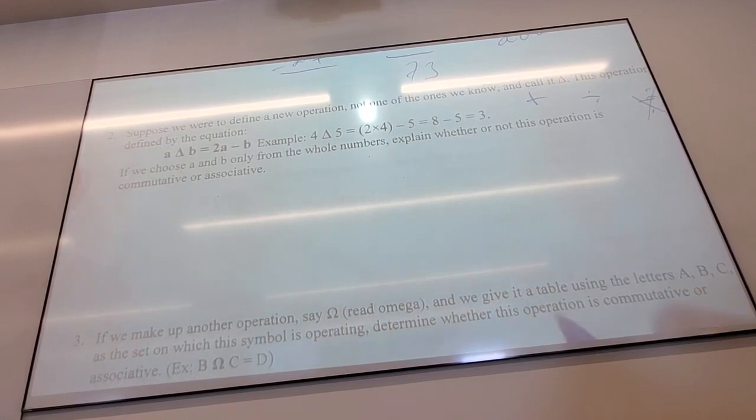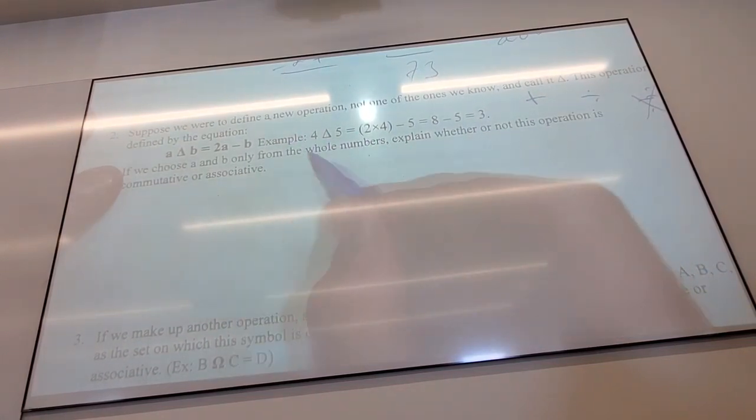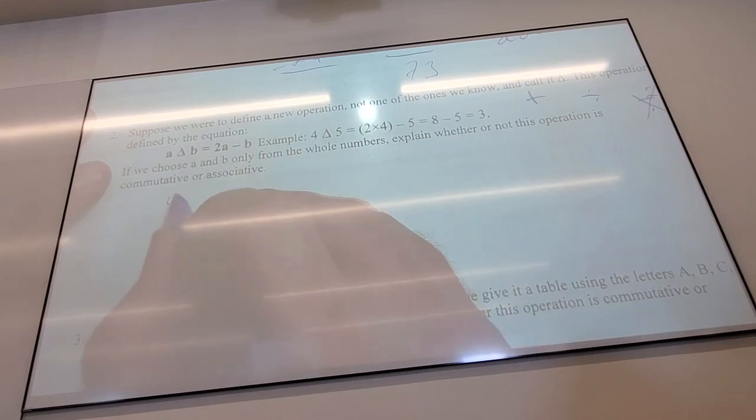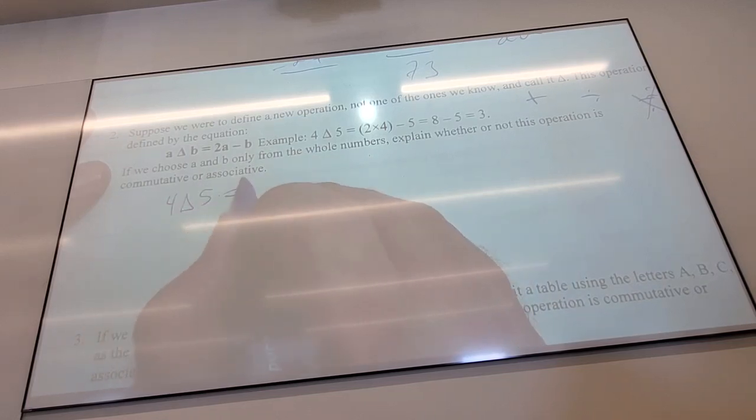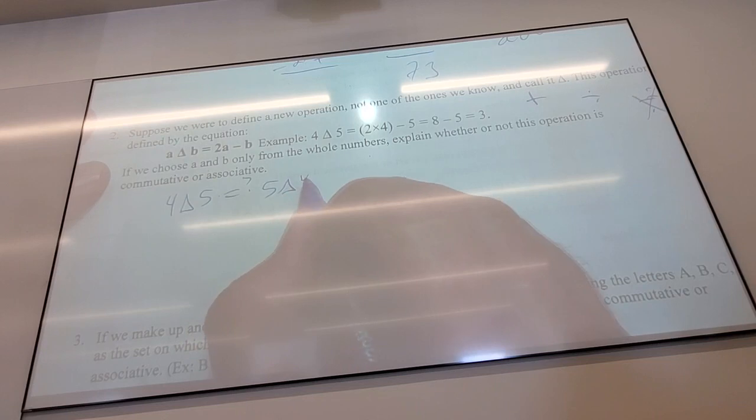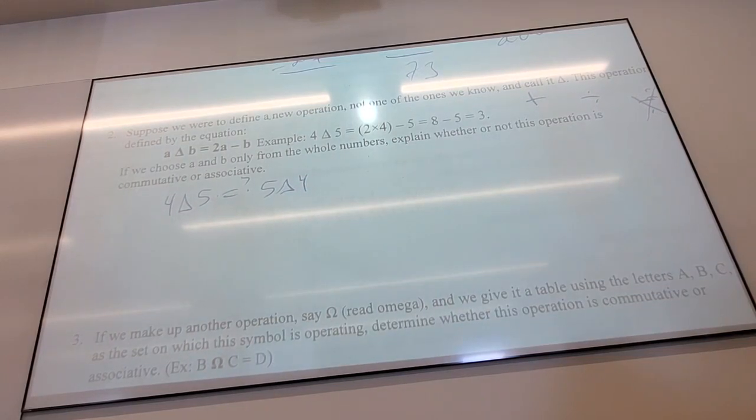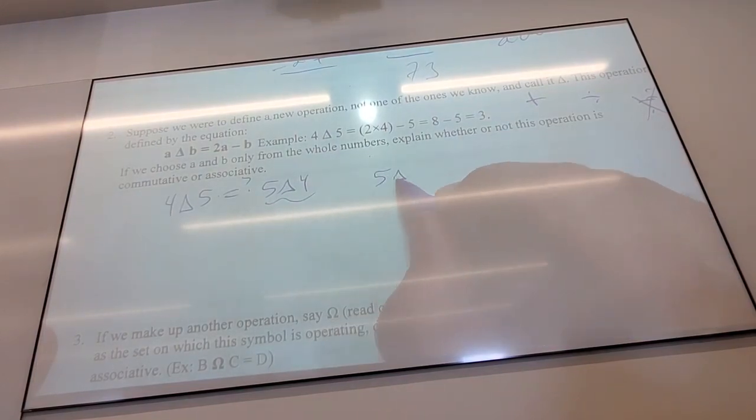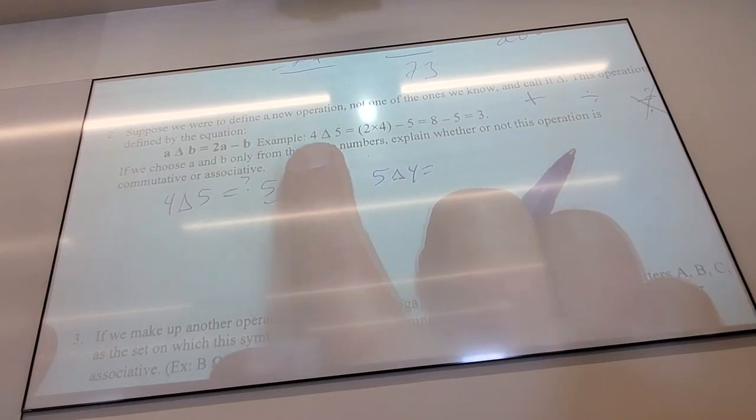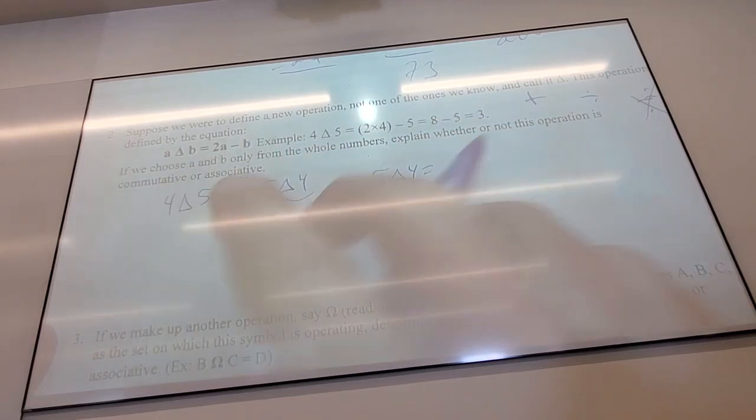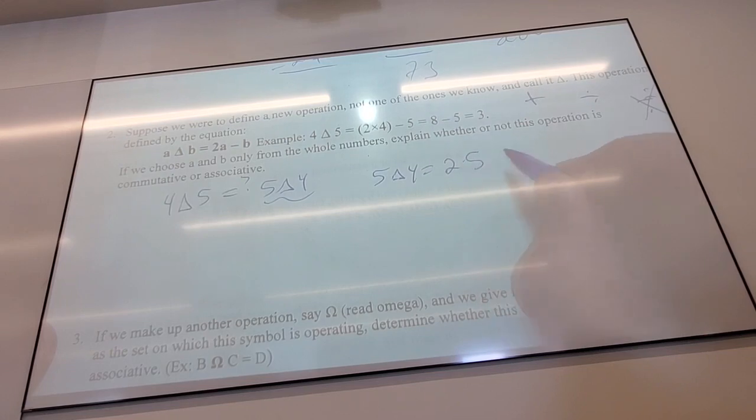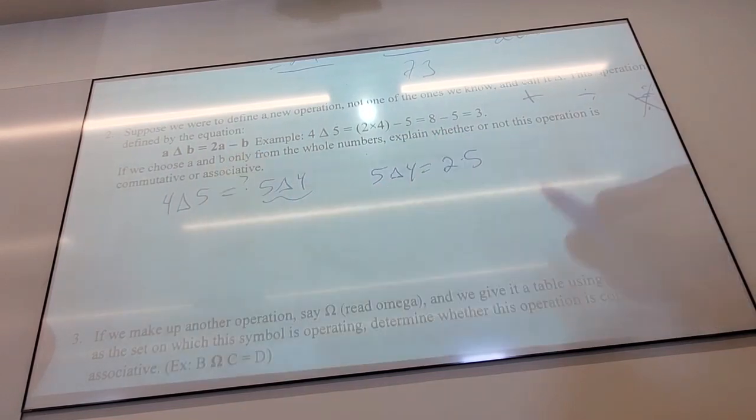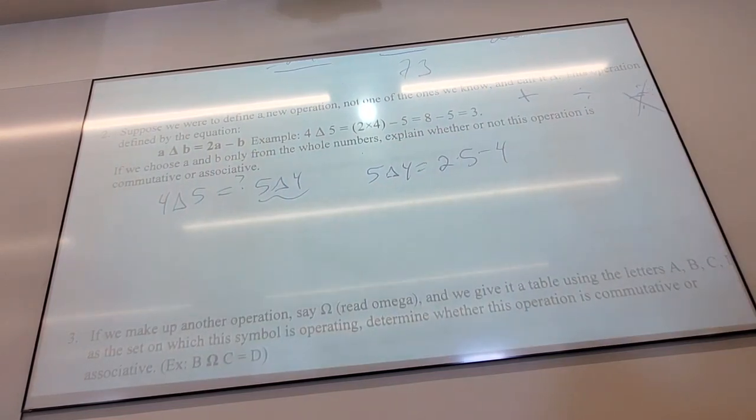Okay. So to check to see if this is commutative, I just want to know if 4 triangle 5, for example, does that equal 5 triangle 4? I'm picking those because I've already done 4 triangle 5, or delta, let's call it delta. How do you do 5 delta 4? What does delta say I have to do to the first guy? I have to double the first guy, and then I subtract the second guy. That's what that operation says I do.